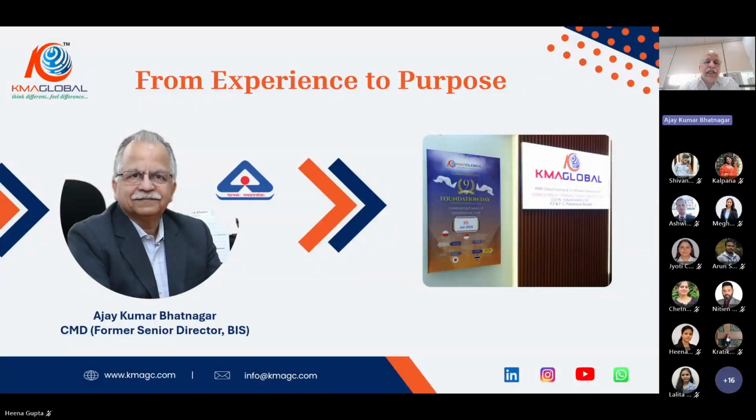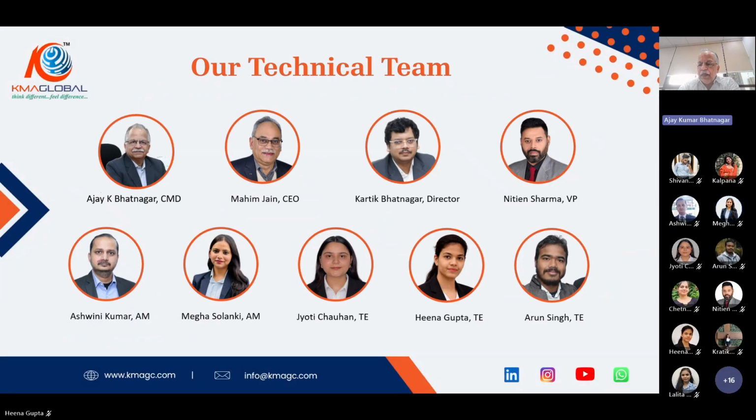I would like to tell you about my team structure. This is our technical team. Our team is guided by our CEO, Mr. Mahim Jain, who is also a very senior officer, an ex-officer of BIS. He superannuated as Scientist G and Deputy Director General. So under his guidance and whatever little knowledge I have, we both are guiding our team.